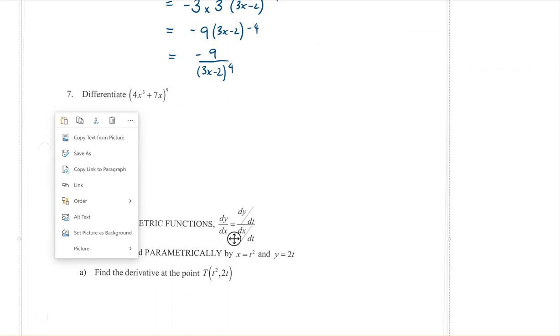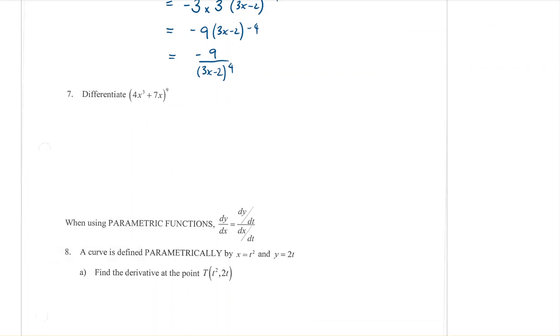Question 7, differentiate. So I'm going to be doing my dy over dx. The power is going to come down to the front. Then I'm going to multiply by the derivative. Now, this is the first time that in my derivative I have more than one x in here. So I'm going to have to differentiate both terms here.